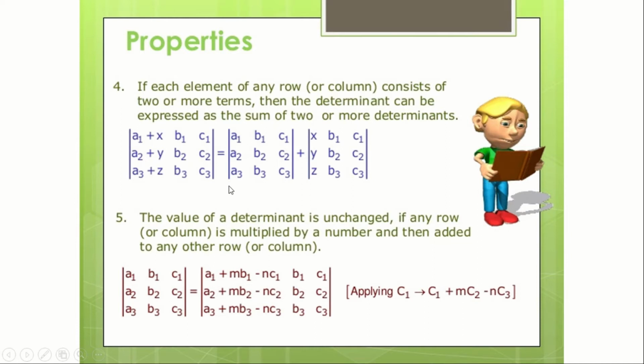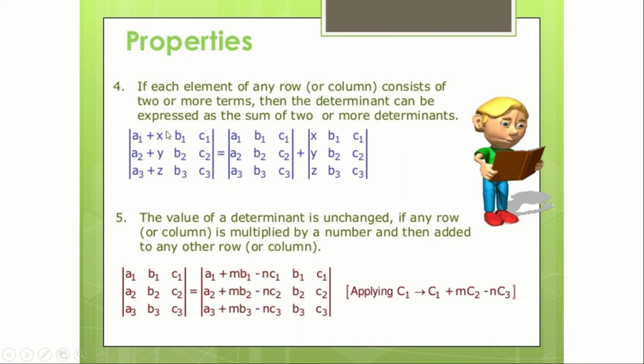Moving on to the fourth property. If each element of any row or column consists of two or more terms, then the determinant can be expressed as a sum of two or more determinants. See here, it has two terms. If it has two or more terms, then that determinant can be expressed as the sum of two or more determinants.